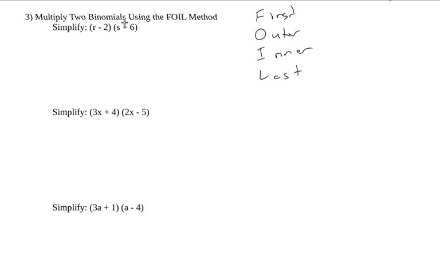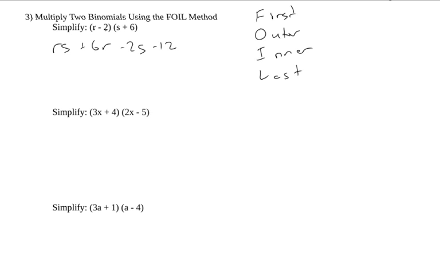If we take the first times the first, the first of each of these, this is RS. If we take the outer, so I'm envisioning the R and the 6 are the outer terms, this is 6R. Then we'll do the inner terms, this is negative 2 times S, so it's a negative 2S. And then we do the last, which is negative 2 times 6, which is negative 12.